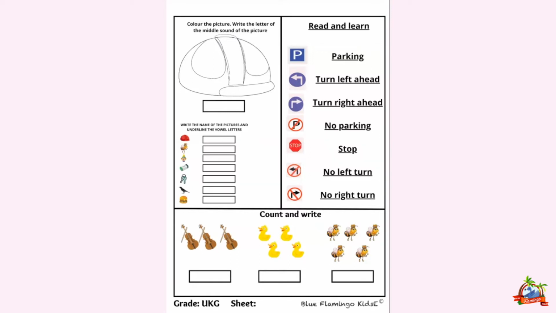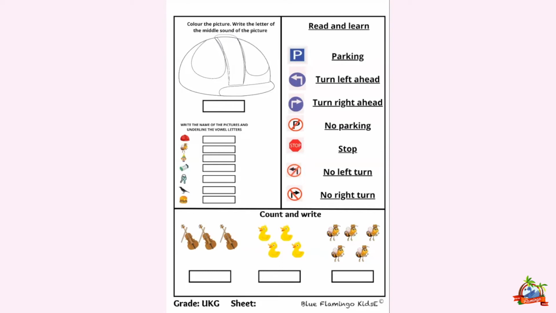So, let's start. In this sheet, we have three different parts in which we will get to know about three different subjects, which are English, Maths and EVS. Let us start with our first subject, which is English. The question says, color the picture and write the letter of the middle sound of the picture.